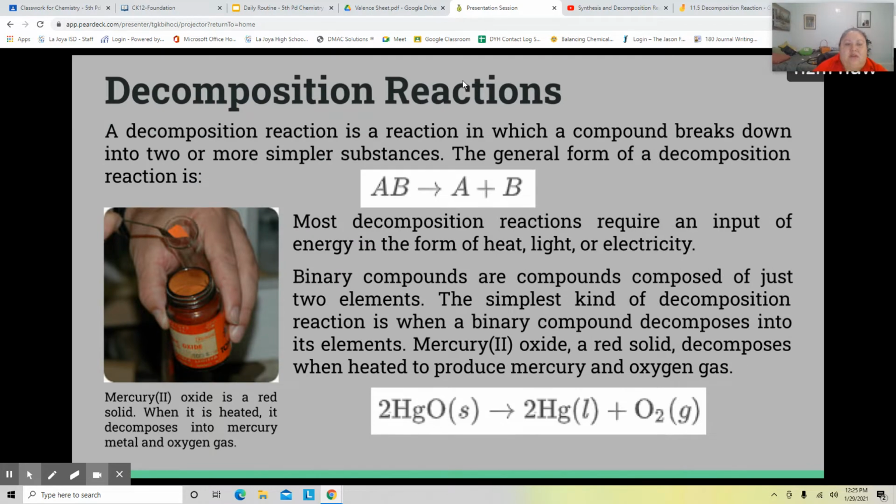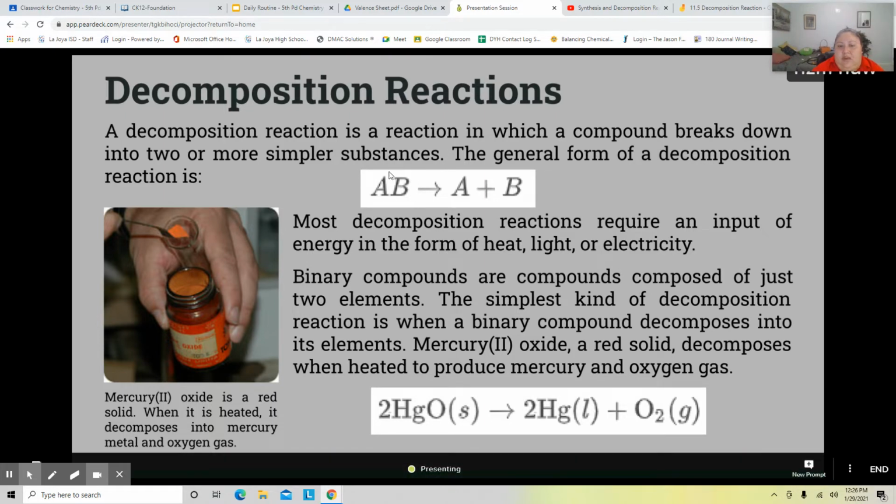So a decomposition reaction, like we said, is a reaction where you have a large compound breaking down into two or more smaller compounds or elements. The general form of a decomposition reaction is shown, where you have a compound composed of element A and element B. Remember, these are just generic forms. They're talking about any element on the periodic table breaking apart into its elements, element A or element B. But it doesn't necessarily just have to be elements. It can be compounds as well.